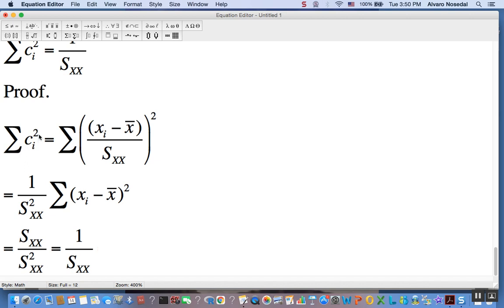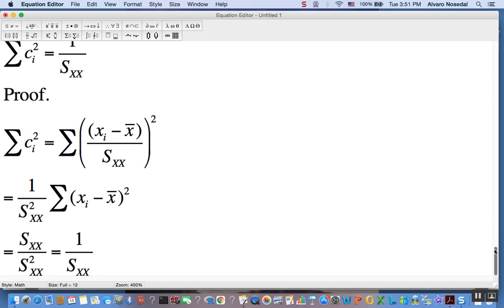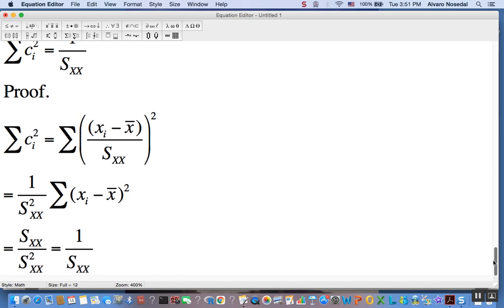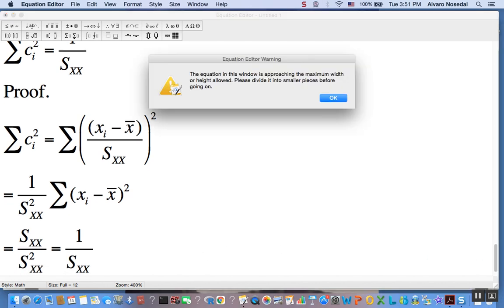We just used the definition of the ci's, xi minus x bar divided by sxx. We square it. This guy is going to be a common factor. We pull it out. We realized that the sum of xi minus x bar squared is, by very definition, sxx, and that's it. So that's the third property. The sum of the ci's squared equals 1 over sxx. Make sense? Okay.